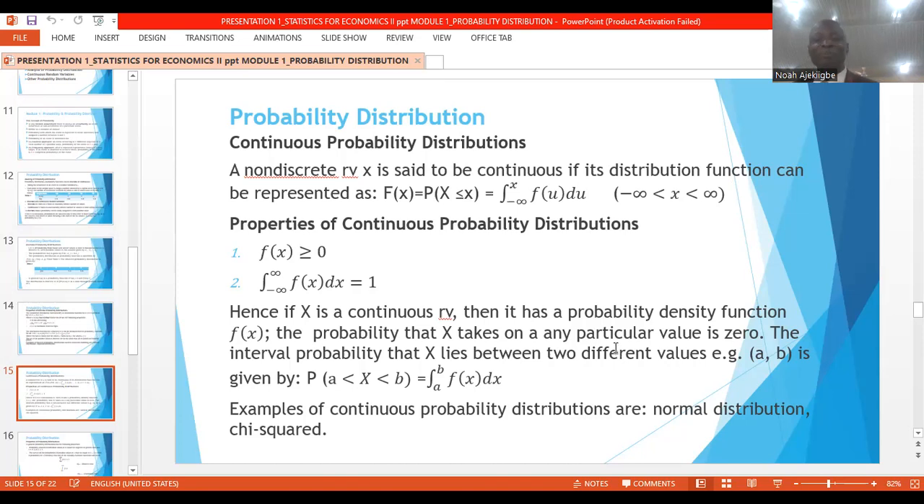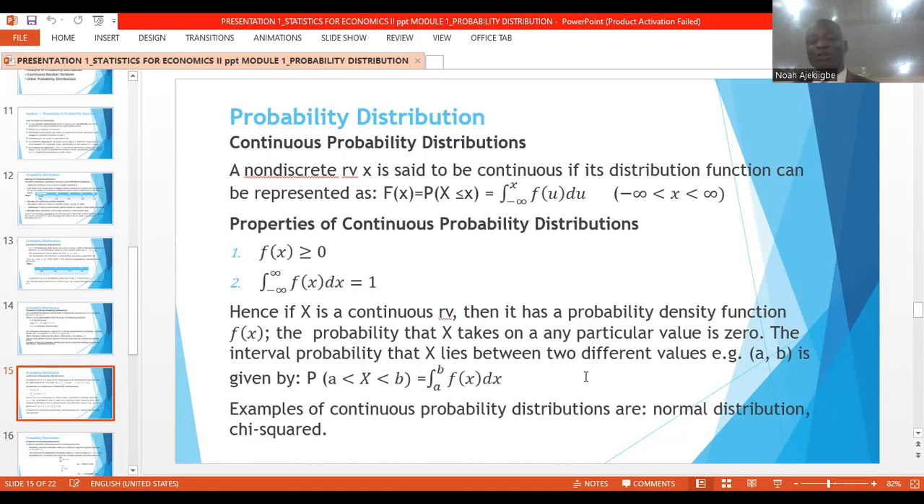Then the interval probability that x lies between two different values, a and b, is given by the probability that x is greater than a but less than b. So the random variable can always assume a probability between a and b. In order to capture what the probability is, like I said, we integrate. For those of us who have knowledge of integration, it will assist you later to know how to calculate these continuous probability distribution values.